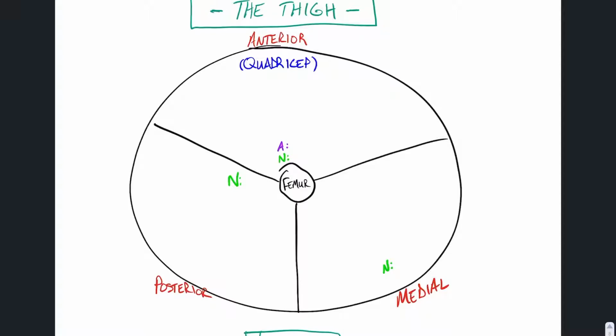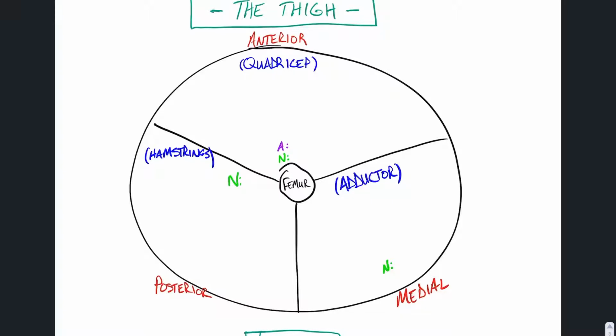In the posterior, we'd think hamstrings. Hamstrings. You can write and spell better than me, go right ahead. And in the medial side, we have the adductor group. So the adductor, A-D-D-U-C-T-O-R, adductor. Okay, so there are our three regions. We have the anterior, the posterior, and the medial. We know we've got the quadriceps in the anterior, the hamstrings in the posterior, and the adductor in the medial.